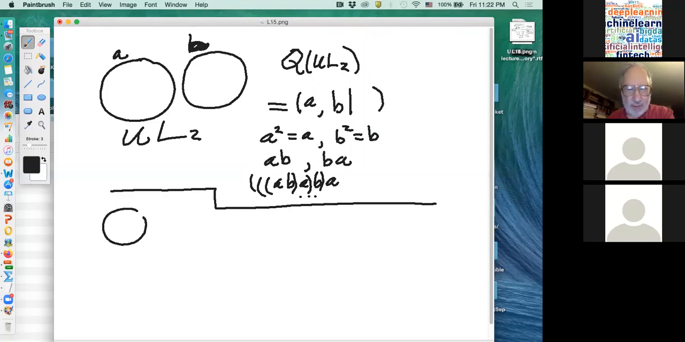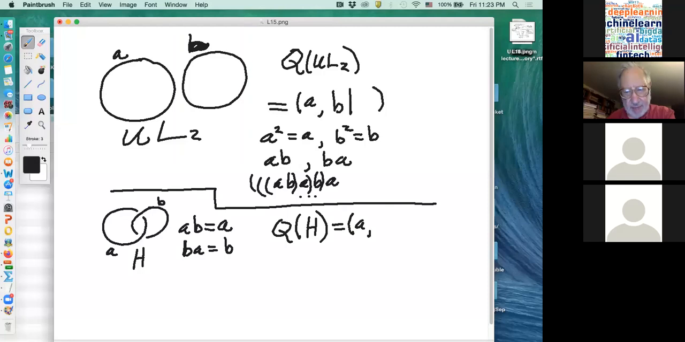And then what would happen if you took this link? Now you have A here, and you have a B here, and you have that A times B is equal to A, and you have B times A is equal to B. And of course, A times B equals A, if you multiply by B on both sides, becomes the same thing. So this doesn't have anything very interesting going on, right? But you have B times A is equal to B. So the Crandall of the Hopf link here is given by generators A and B such that AB is equal to A and BA is equal to B.